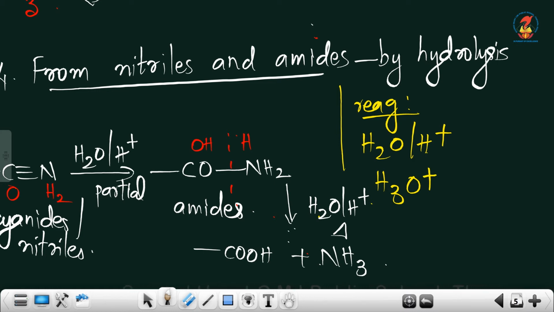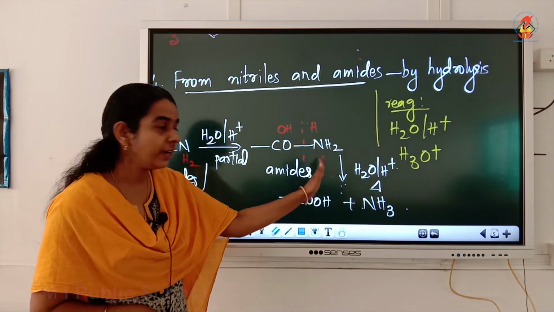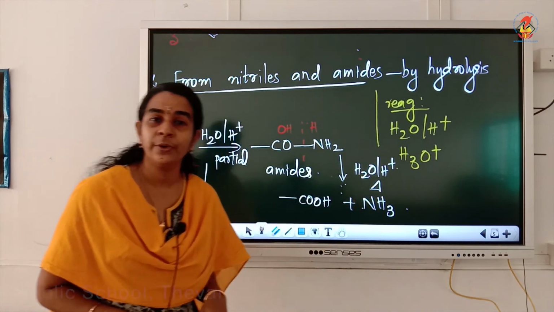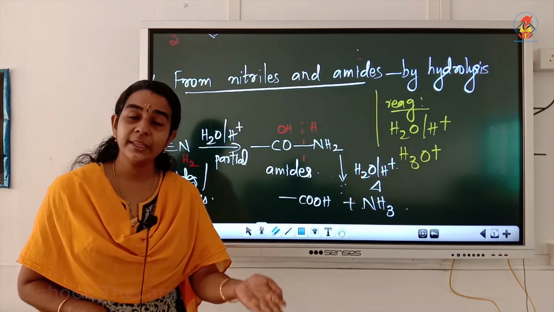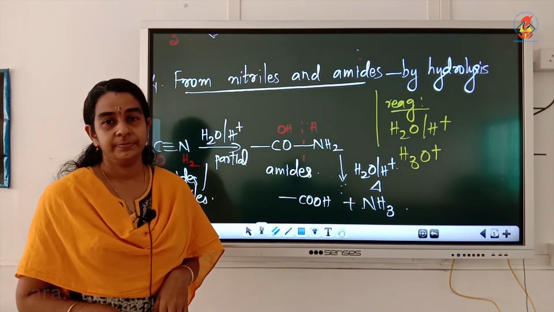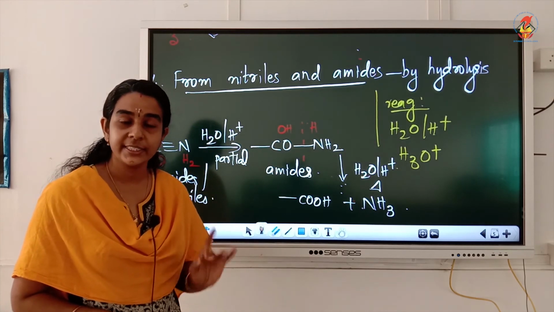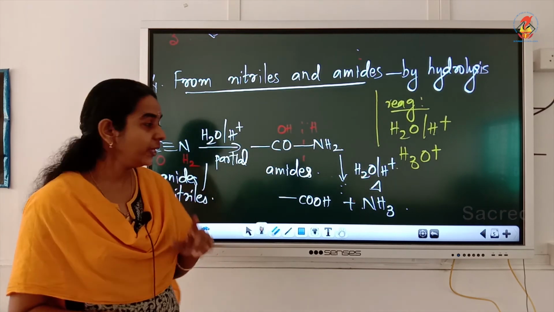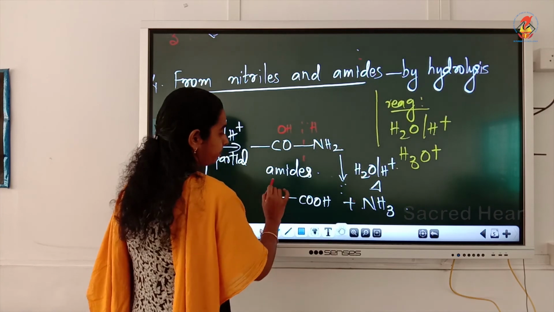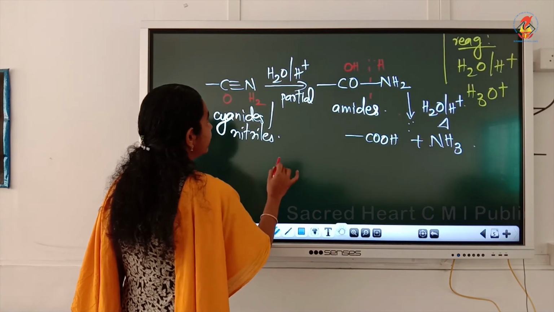So what is the need of heating here actually? For the complete hydrolysis of cyanides, we need to break the carbon nitrogen bond and there should be release of ammonia. So in order to break the bond and to release ammonia, we have to heat it. Okay, so remember, for the complete hydrolysis of cyanides, we need to heat with acidified water. So this is a general representation of hydrolysis of cyanide.